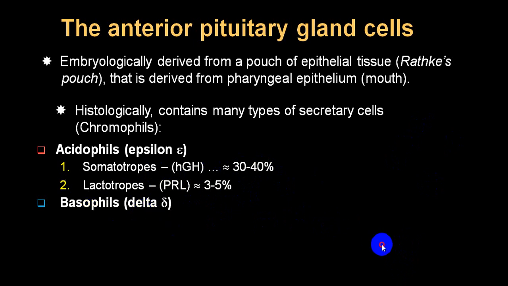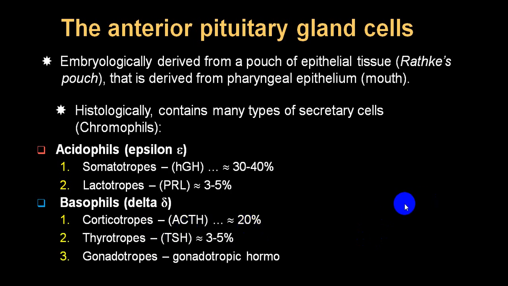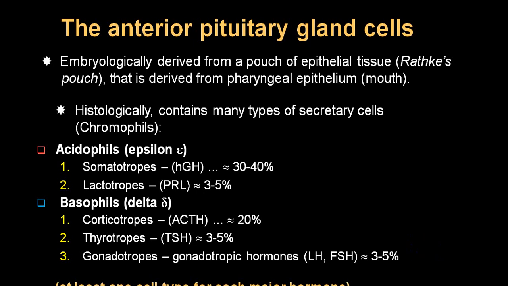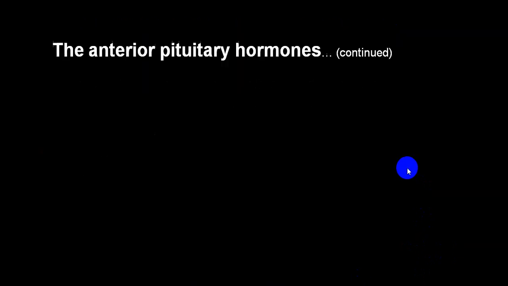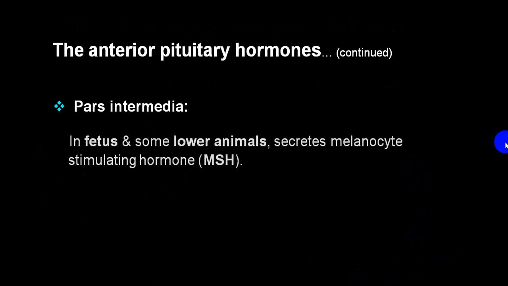Basophil cells are also called delta cells. They secrete corticotropic hormone, we call ACTH, that is 20%, thyrotropic hormone 3 to 5%, and gonadotropic 3 to 5%. So these are the different hormones secreted by acidophilic cells and basophilic cells. These are called chromophil cells. And one cell type will be secreting, and there will be feedback mechanisms. Pars intermedia will be secreting MSH, but in the adult this secretion is almost negligible.